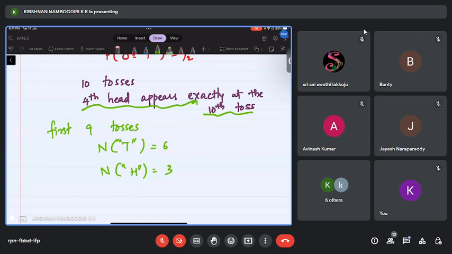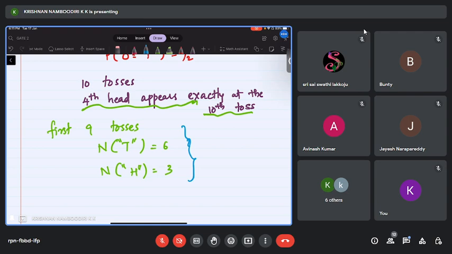And what more? In the 10th toss, it should be a head. Right? That's the meaning of this, right? The fourth head appears exactly at the 10th toss. That means in the first 9 tosses, there should be 6 tails and 3 heads, and the fourth head should appear at the 10th toss. Right? So first we need to find the probability of this event: from the first 9 tosses, you have to get 6 tails and 3 heads.